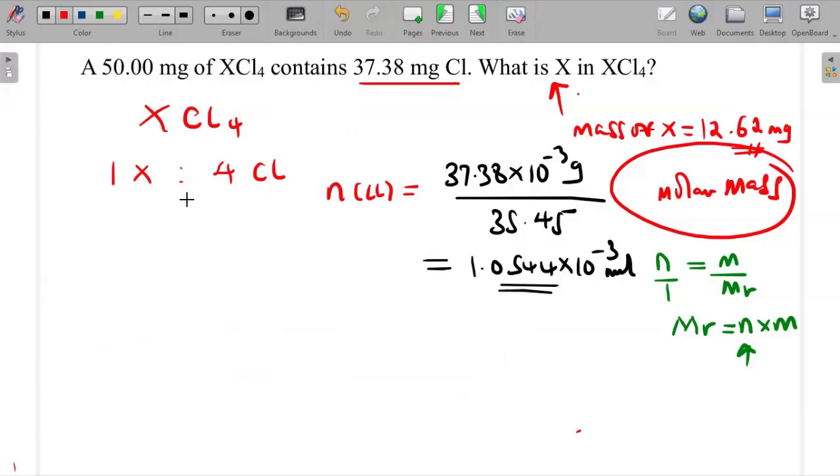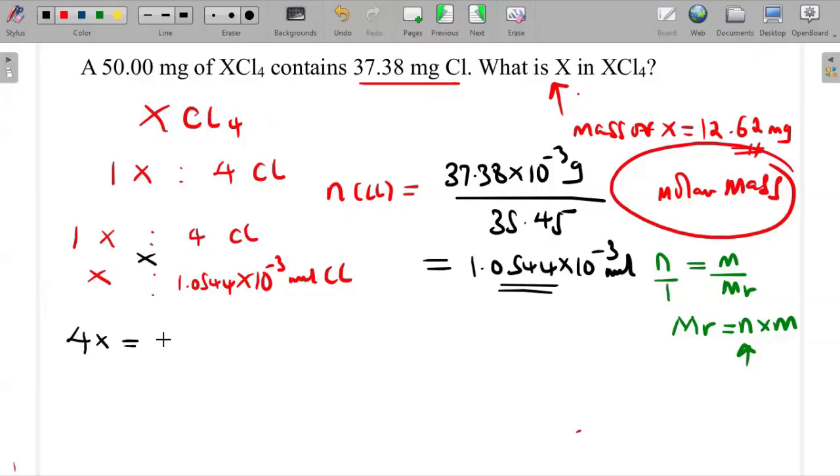So now using this mole ratio, 1 mole of X is equivalent to 4 moles of Cl. So what if I have 1.0544 times 10 to the power minus 3 moles of this Cl? How many moles of X am I going to have? So cross multiply: 4x is equal to 1.0544 times 10 to the power minus 3. So divide by 4, even there divide by 4.